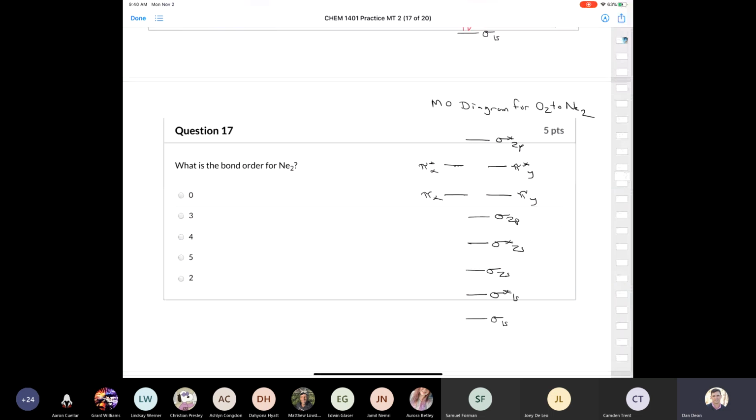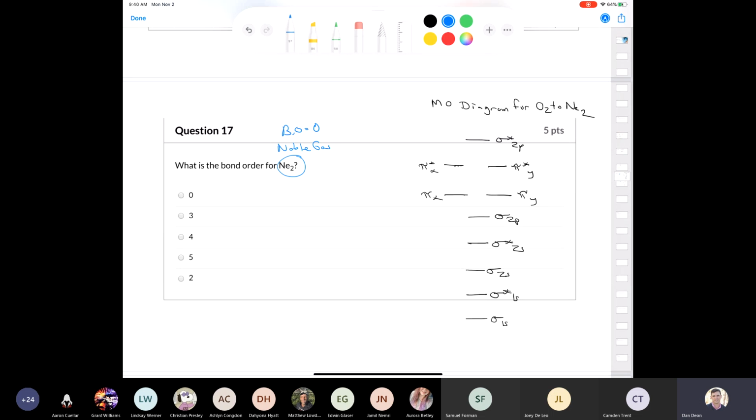I can teach you sort of a cheater method for this one. It asks us what is the bond order for neon. Whenever you're dealing with a noble gas, so neon is a noble gas, for a noble gas, the bond order is always going to be 0. Okay, but anyhow, I digress.